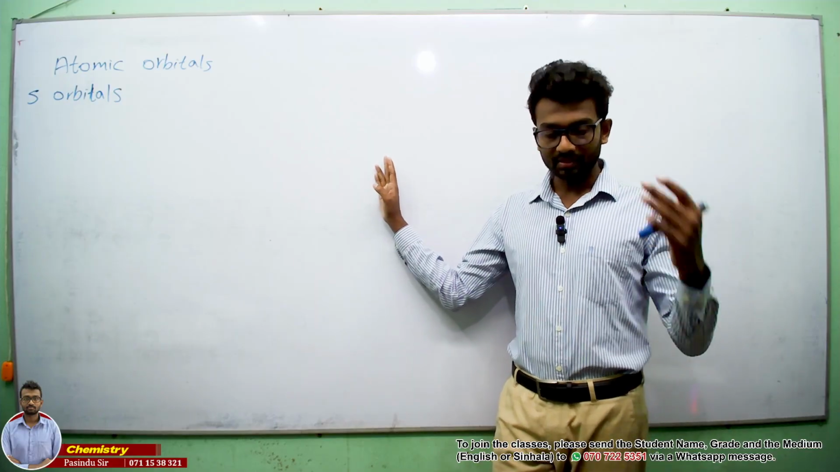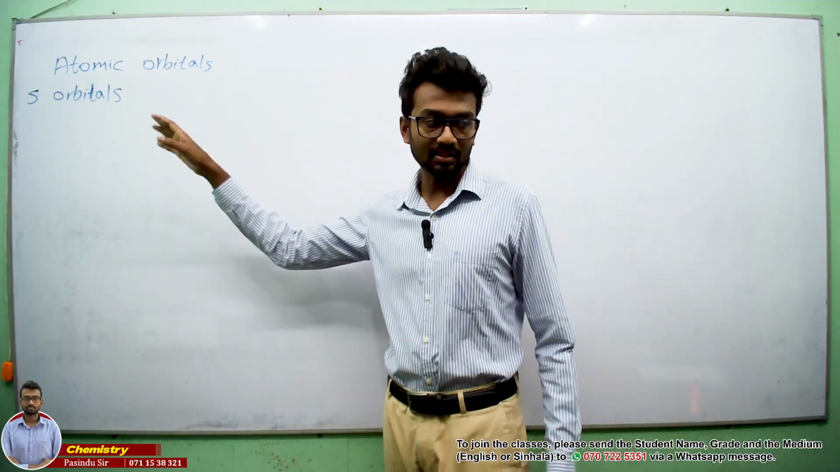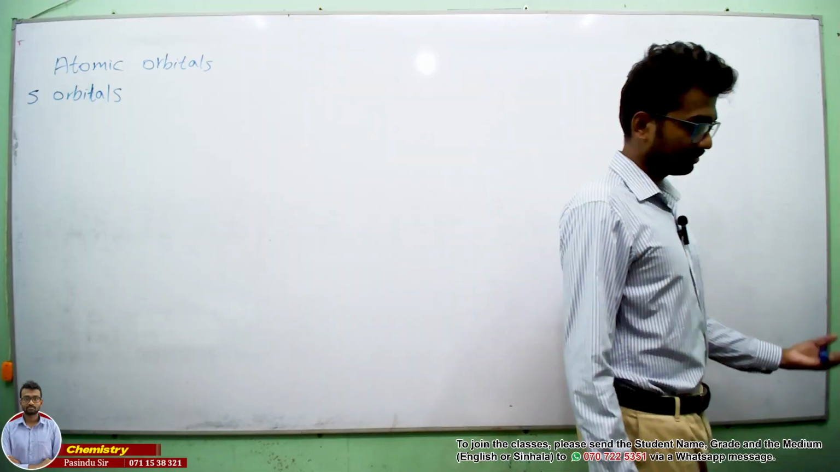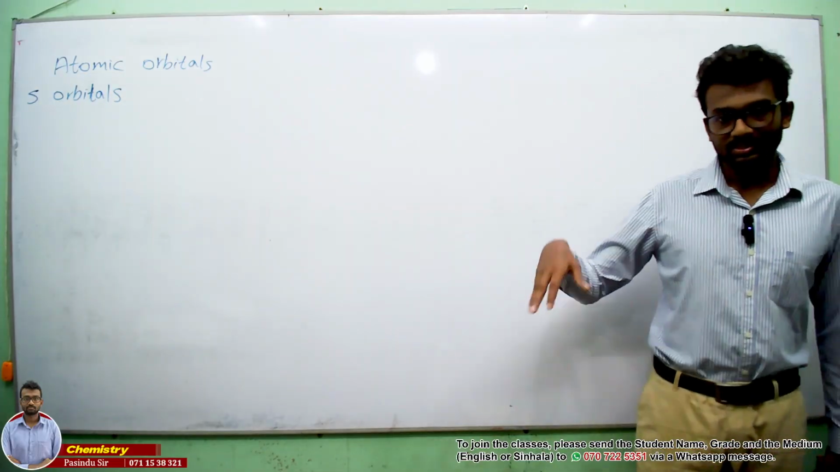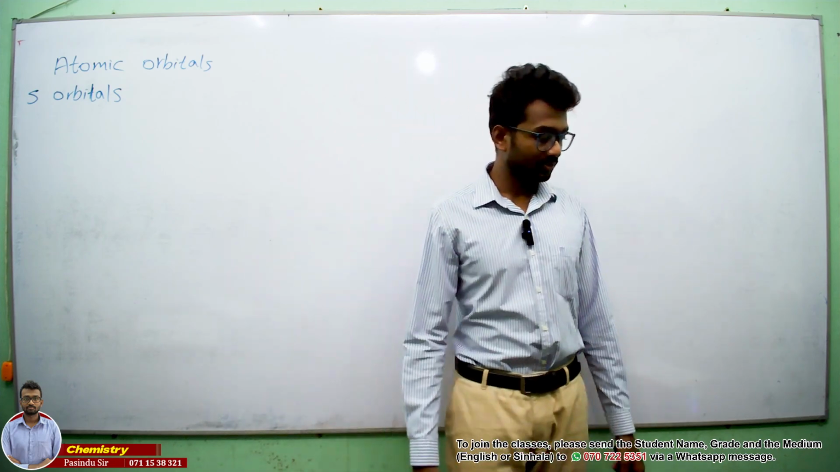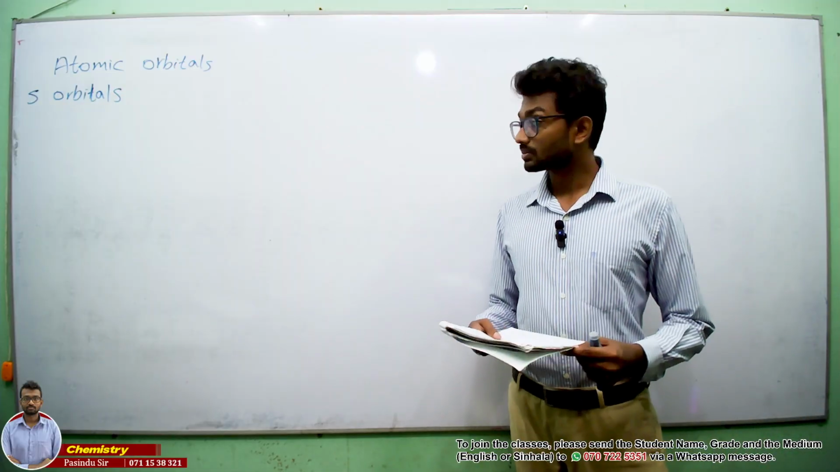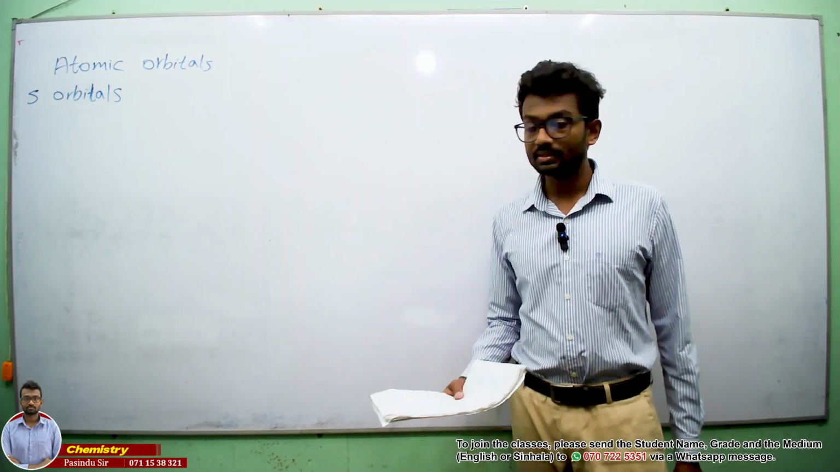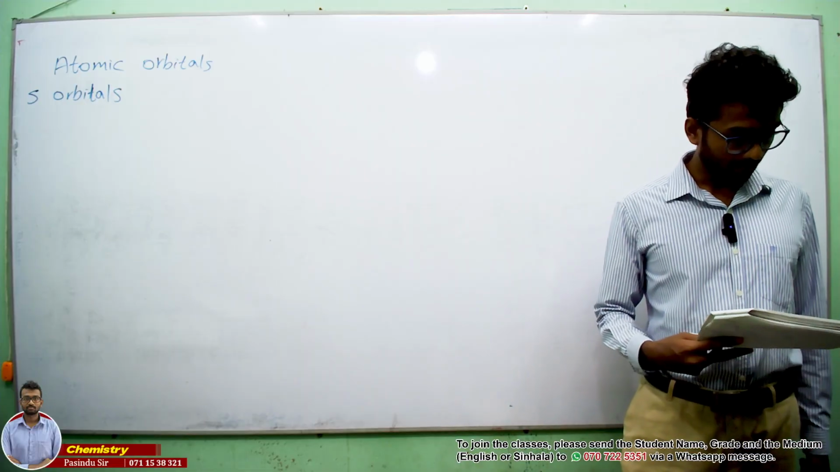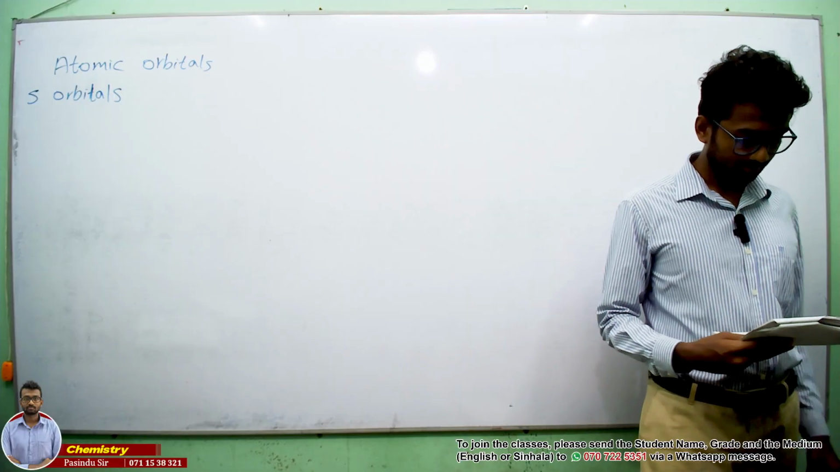So each orbital has a specific shape. At your level, we only talk about the s orbital and p orbital, but the d orbital also has a different shape. So write down the main topic, atomic orbitals, and then the subtopic, s orbitals. First one, s orbital.